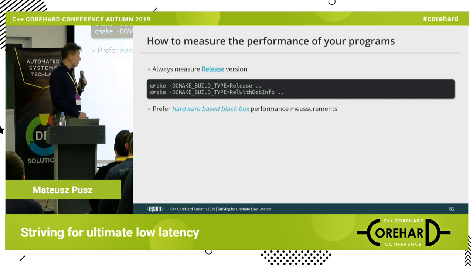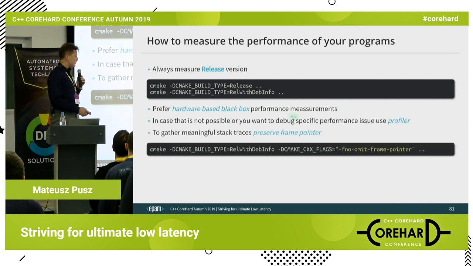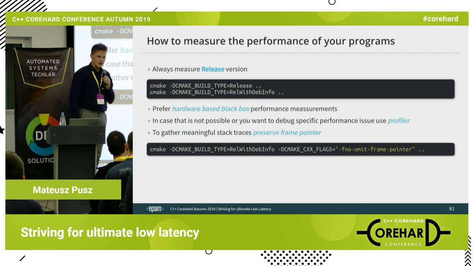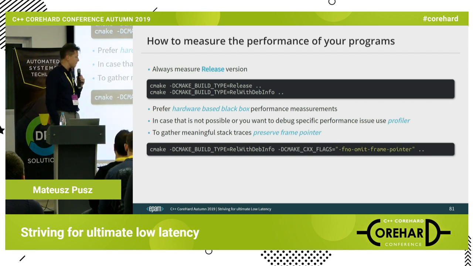If you have to do it in the server, you may use a profiler. But a profiler always also somehow changes the profile of your application. It's not for free. If you want to use a profiler, at least on Linux, compile the code with the no omit frame pointer flag, because this one will preserve the frame pointer, which will make stack traces look nice.